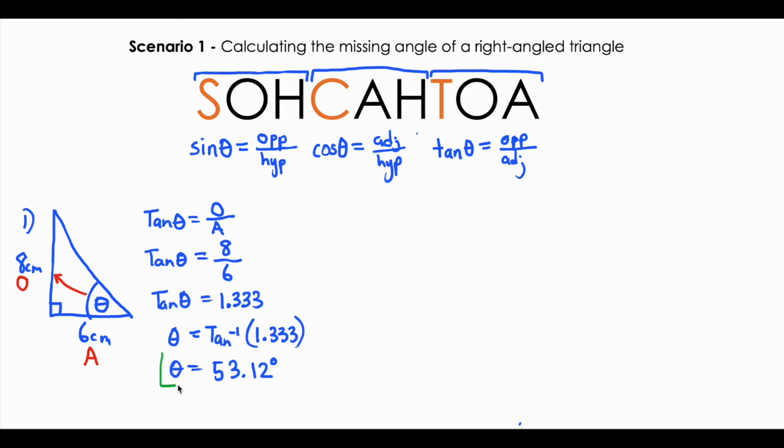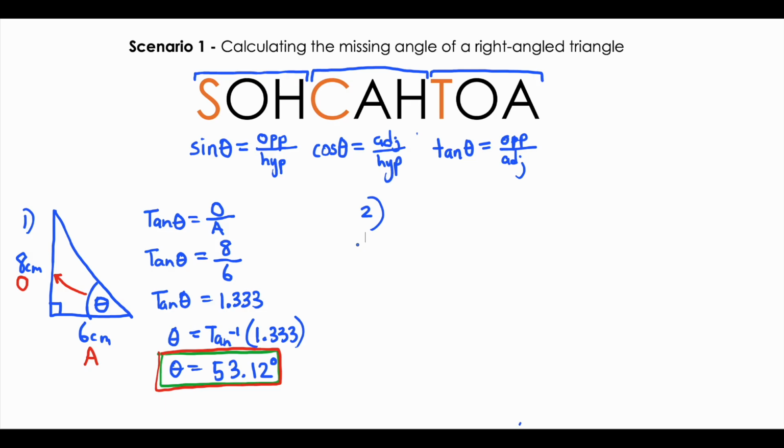Essentially we just combined the skills that we were practicing. The first skill was how to identify the opposite, the adjacent, and the hypotenuse. The next was how to use tan inverse and tan. In this case we ended up using tan because the two lengths that we had were the opposite and the adjacent. All right, does that make sense?